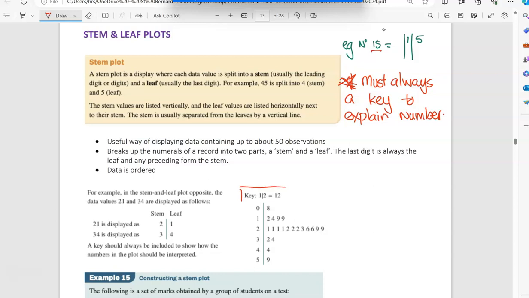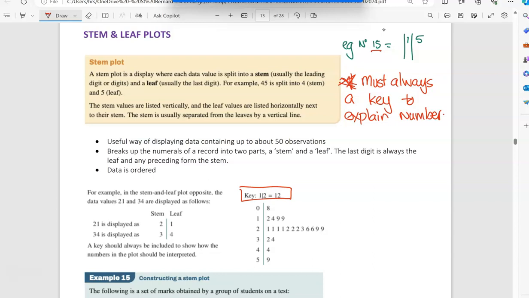See here, they've told me 1|2 equals 12, because sometimes you might say 1|2 might equal 1.2. So you've got to be very careful. You must have a key. All right, so we'd be looking for that as a mark.